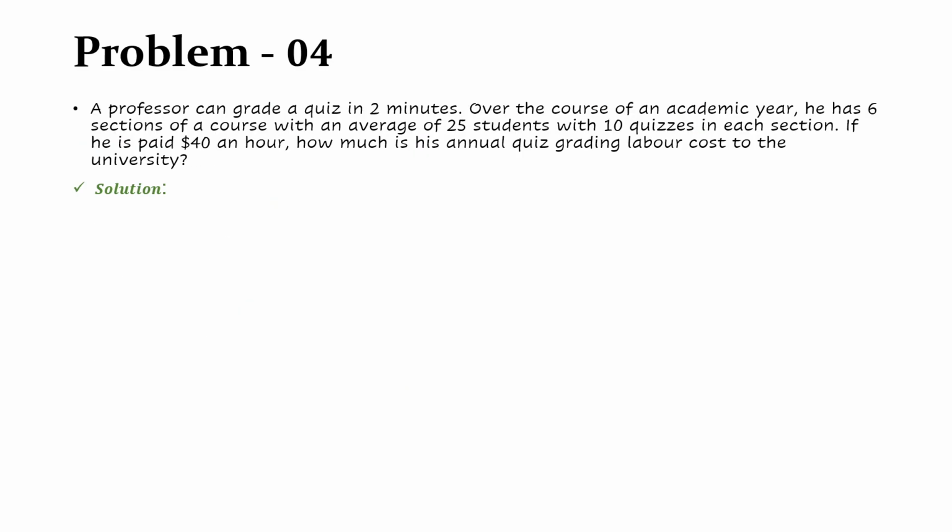Problem 4 states that a professor can grade a quiz in 2 minutes. Over the course of an academic year, he has 6 sections of a course with an average of 25 students with 10 quizzes in each section. If he is paid $40 an hour, how much is his annual quiz grading labor cost to the university?